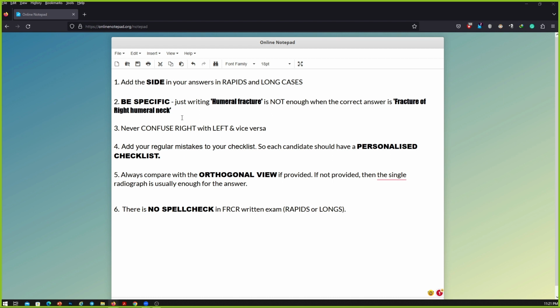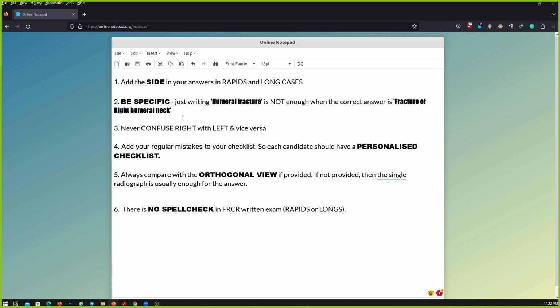The second point is be specific. One of the candidates wrote humeral fracture when the exact correct answer was fracture of the right humeral neck. I'm sure you won't get full marks, maybe half marks or 50% marks. It totally depends on the examiner or what the answer key is. The answer key given to the examiners is always very specific. It's mentioned that if the candidate writes this, give this much marks, and if the candidate does not write this, deduct this much marks. So try to be as precise as you can in order to maximize your chances of passing. This is my point number 2.